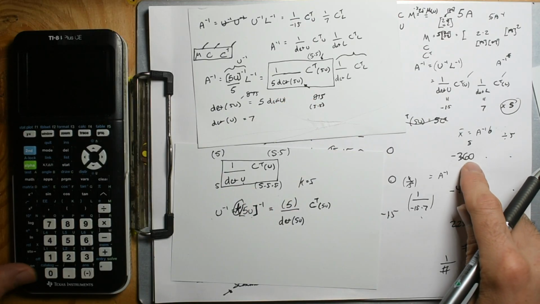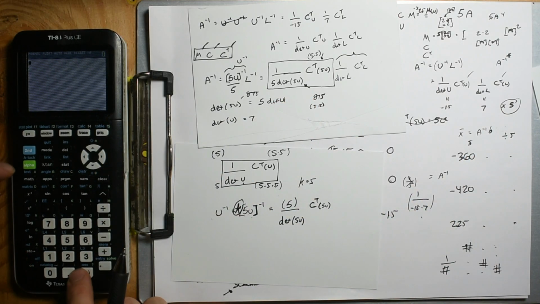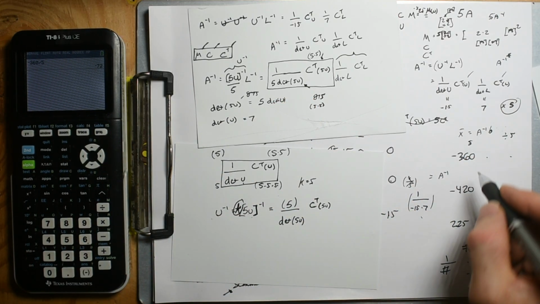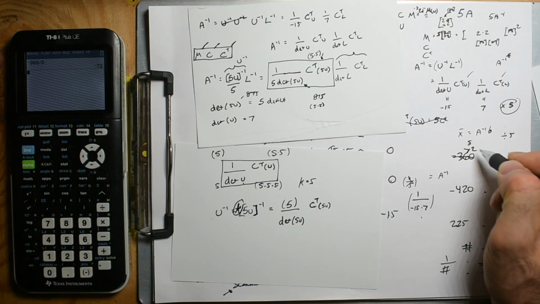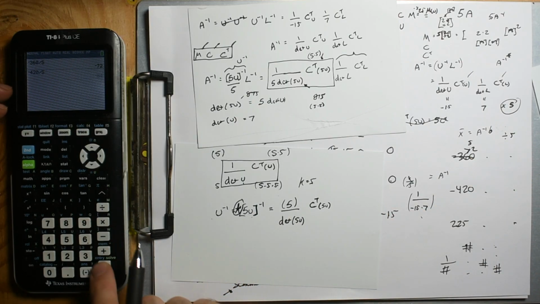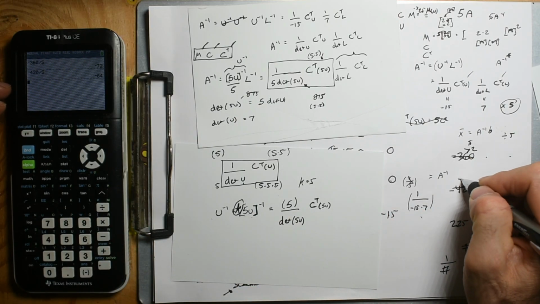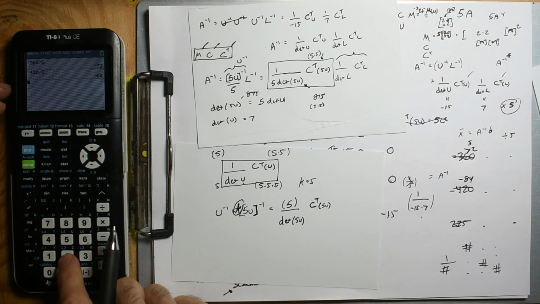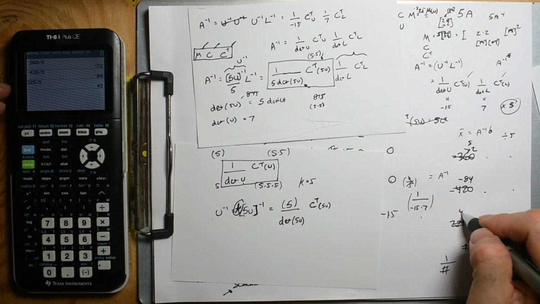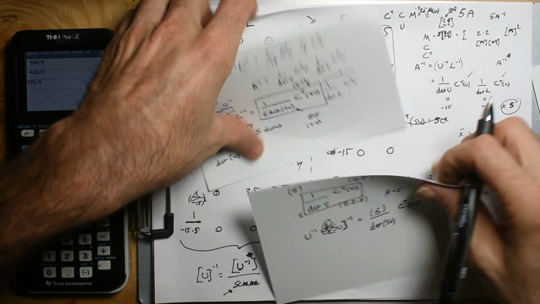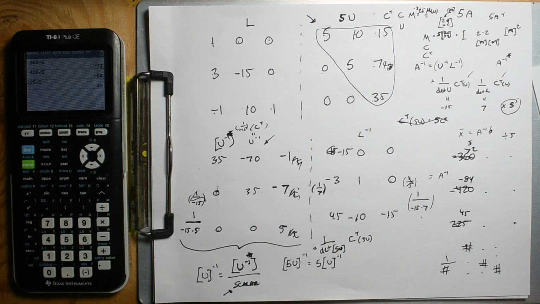Alright, and from this problem, we were saying that this value has to be negative 130 divided by 5, but that's it. It just has to be negative 72, negative 420 divided by 5. This has to be negative 84, 220 divided by 5, and this has to be 45. So let's check that before we move on with my little sheet of paper.